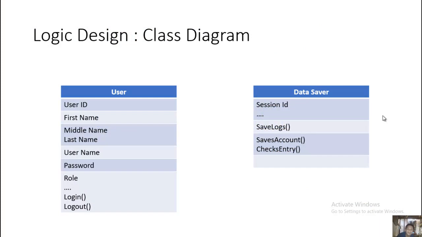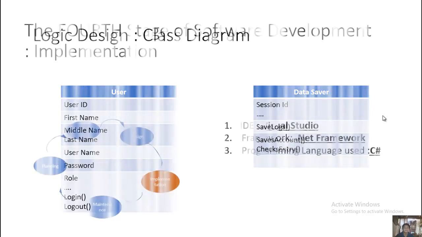For logic design, another logic design is the class diagram. For our class diagram, we have the attributes, the user ID, the first name, the middle name, the last name, the username, password, and the role. Two behaviors, we have the login and the logout. On the data saver, we have an attribute, session ID, and 3 behaviors, saving logs, saving account, and checking entry.